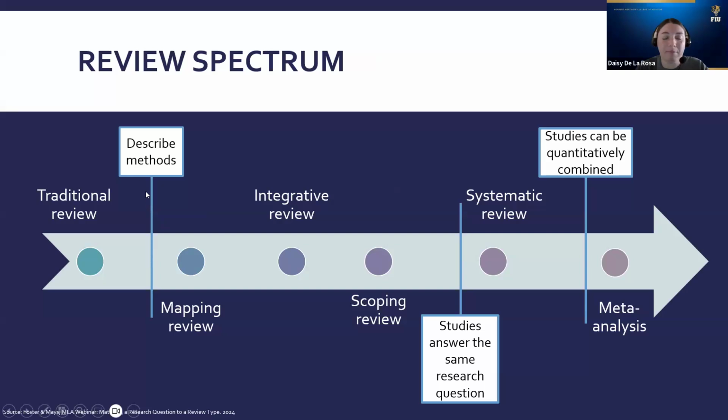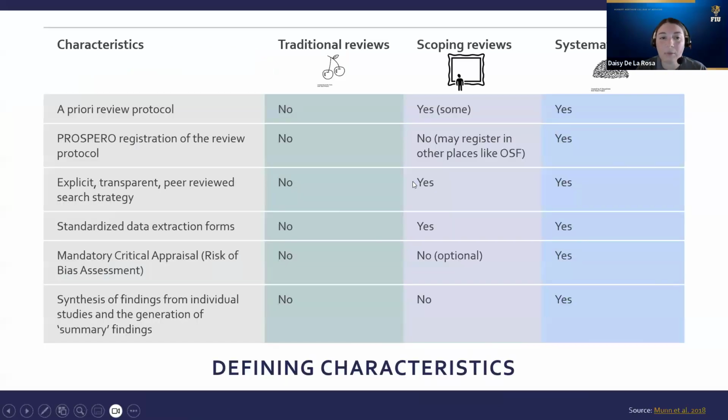Once we start passing this part right here on the spectrum, like if you have a mapping review, integrated review, or scoping review that are kind of mapping the literature, at that point, you should be describing your methodology. And then you have your systematic reviews, right, where at this point, the studies that you include in the review should be answering the same research question. And then, of course, the meta-analysis is where those studies can be quantitatively combined. So there are multiple options. It doesn't always have to be a systematic review.